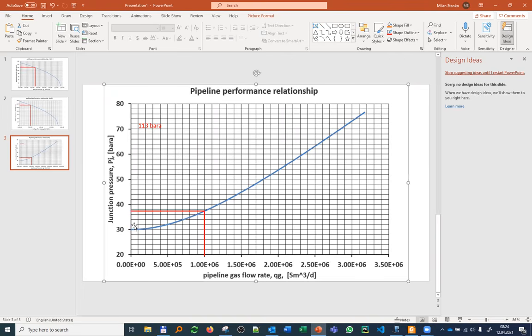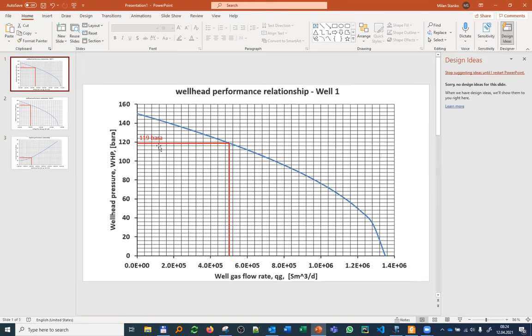So we have 30, 32, 34, 36, 38, and 40. So we have 36, then 37. So this will be maybe 37.5. So the answer here is very clear that we have more energy.